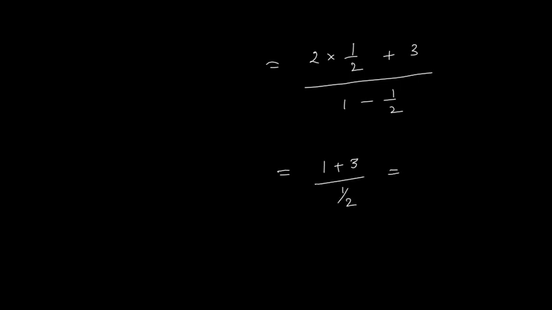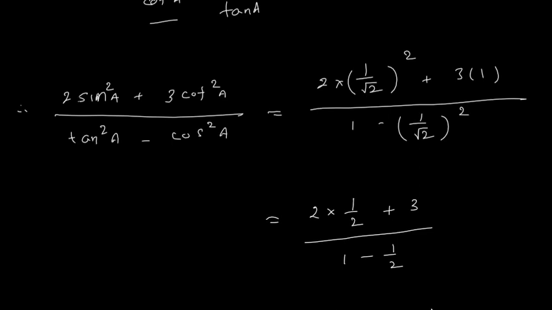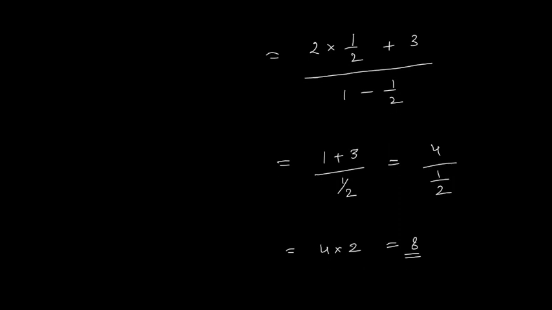So 1 plus 3 is what? 4. 4 divided by half. So 4 divided by half is 4 into 2, which is 8. So the value of 2 sin square A plus 3 cot square A divided by tan square A minus cos square A is what? 8.